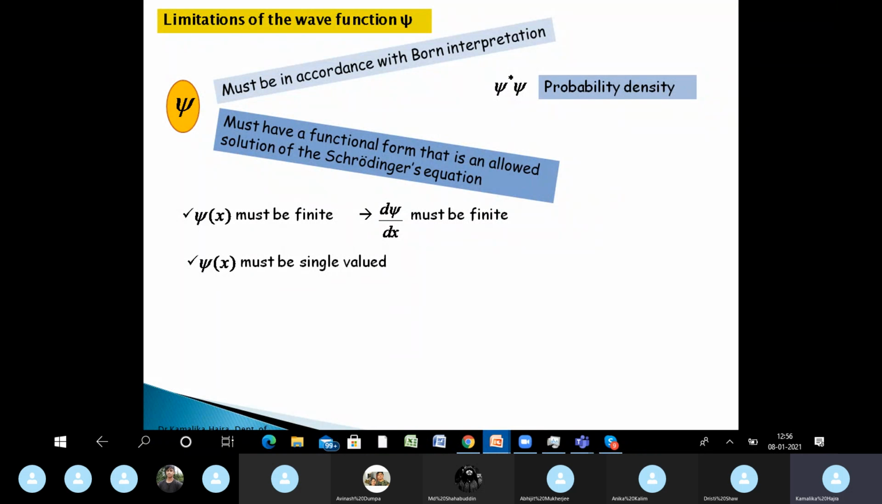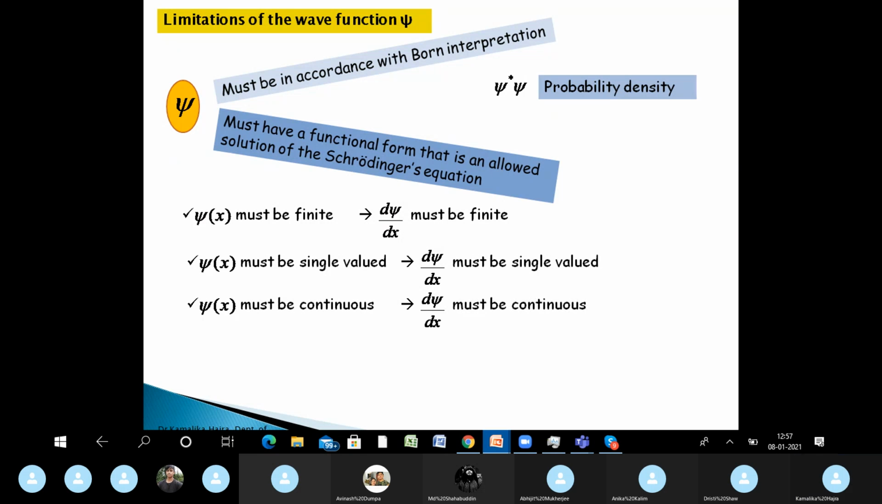Psi must be single valued. Del psi del x must be single valued, which means that at a given x, psi can have only one value. It cannot have multiple values for a given x. And the same is the case with its first derivative del psi del x. And psi must be continuous. Del psi del x must be continuous.